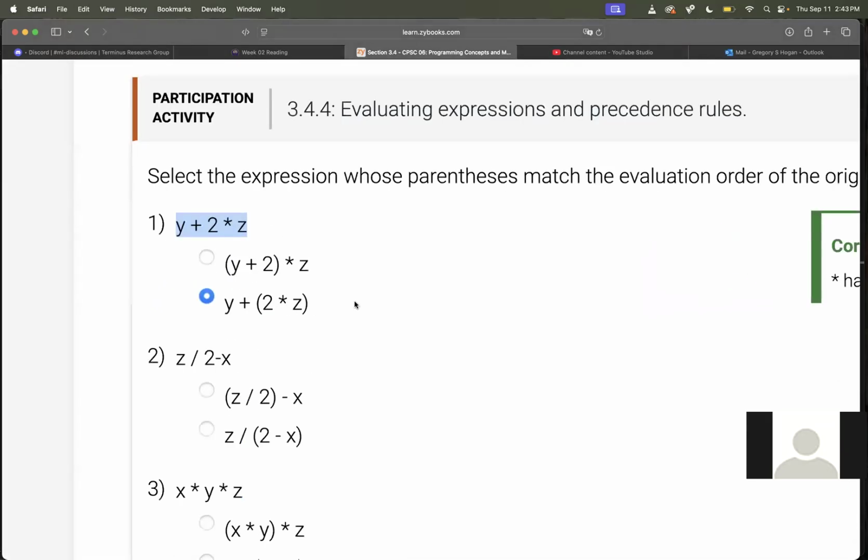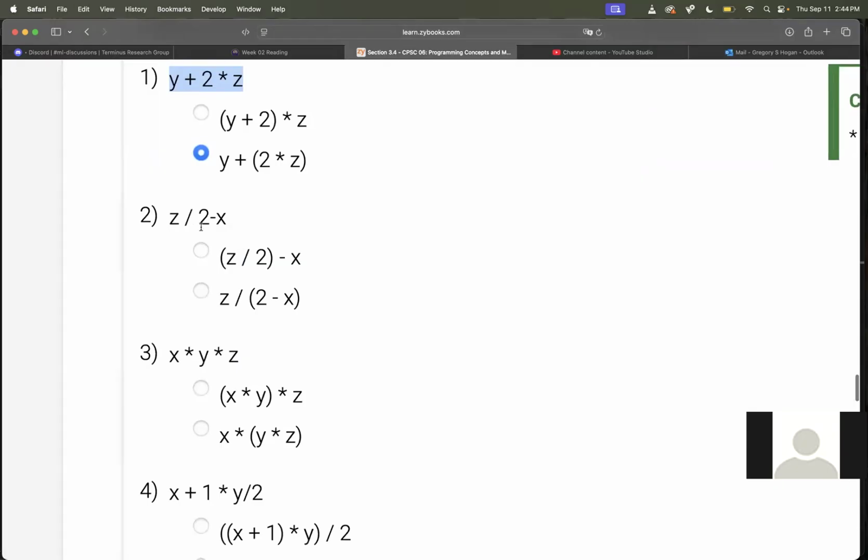So there you go. Now, what about this? We've got z over 2, and we also have a minus x. What happens first? The z over 2, right? Multiplication and division happen before subtraction. So the part I highlighted was first, and this top one is correct, it means the same thing.